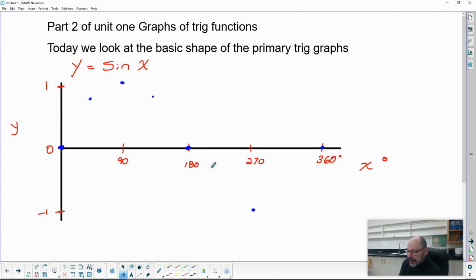Okay, and then if we're trying to get it in between here, if we go halfway between 180 and 270, add 45 to that, that's 225. It's negative root 2 over 2, so negative 0.7. And then, of course, if we go halfway between 270 and 360, that's 315, and it's negative root 2 over 2. So there's our basic shape of our sine graph. It looks like this.